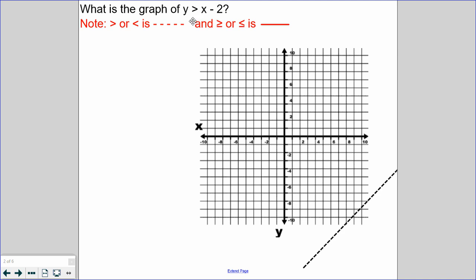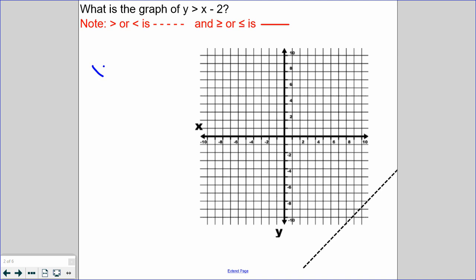So here's the first thing I'm going to tell you about graphing linear inequalities. If your symbol is less than or greater than, then the line you're going to use is a dashed line. If your inequality symbol is greater than or equal to, or less than or equal to, you're going to use a solid line. So if it's not or equal to, it's dashed. If it is or equal to, it's a solid line.